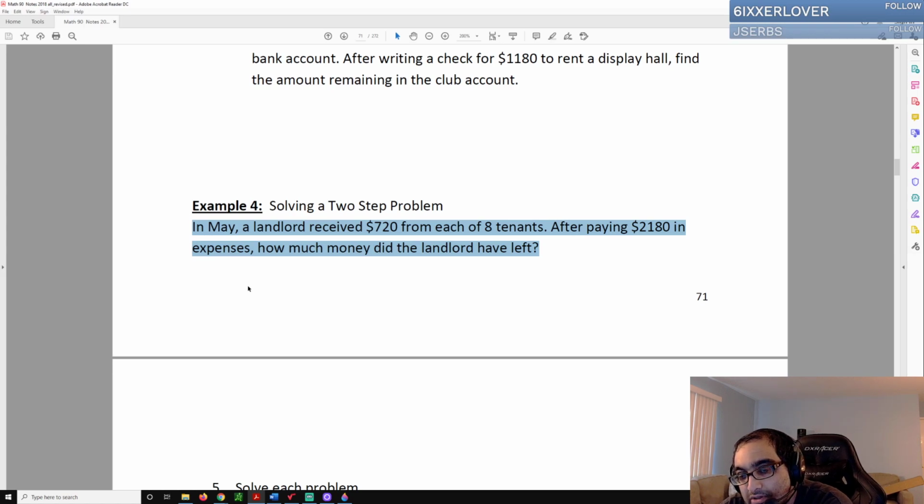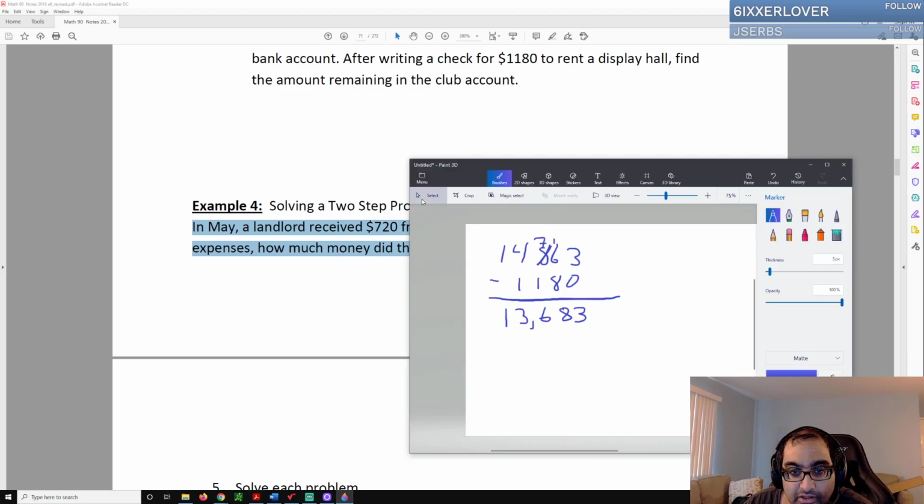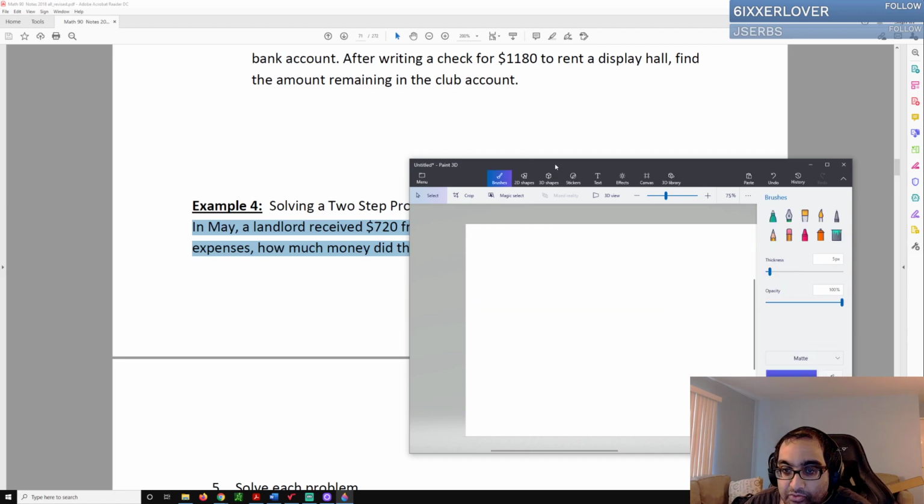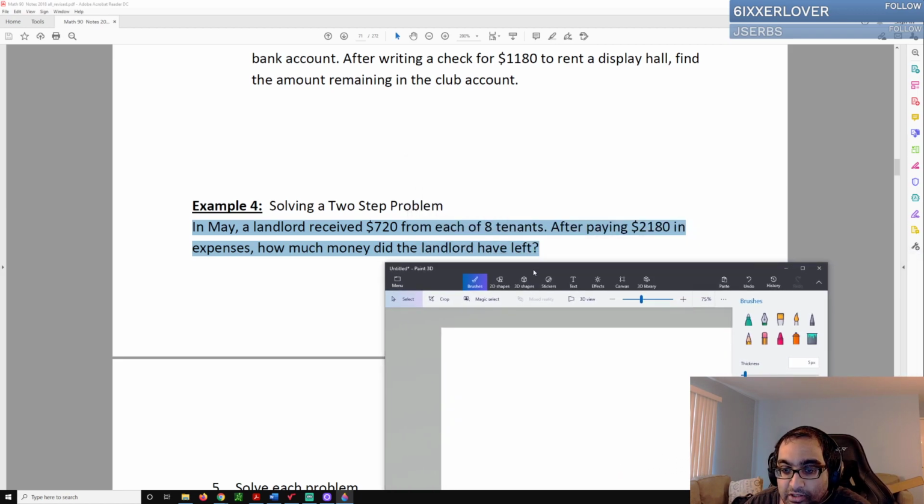So let's take a look here on how we can do that. First, let's look at it from a big picture perspective. In this case, all we're going to do is figure out how much money the landlord got when he or she collected all the rent. So actually, I'm going to do this here.